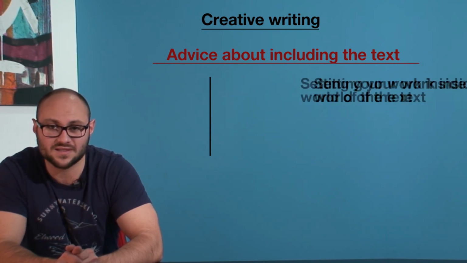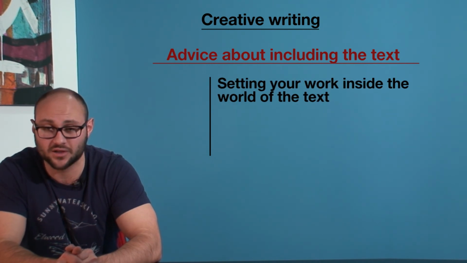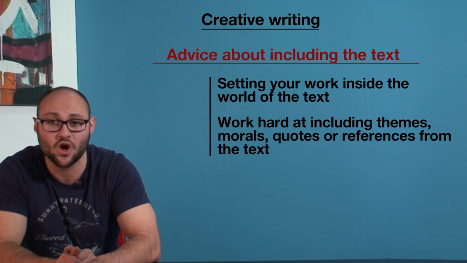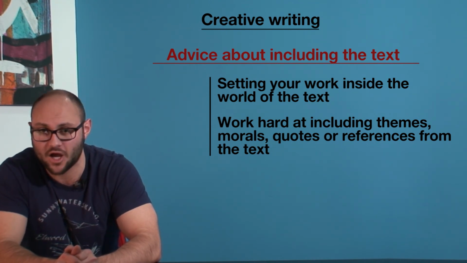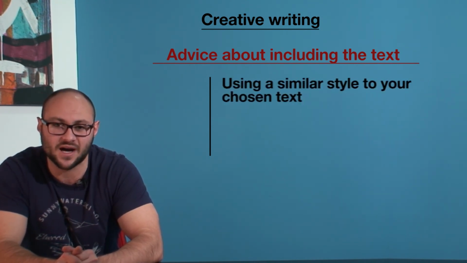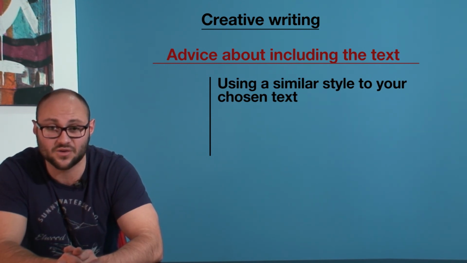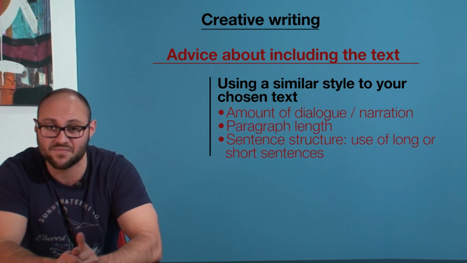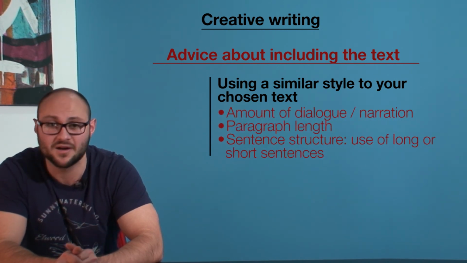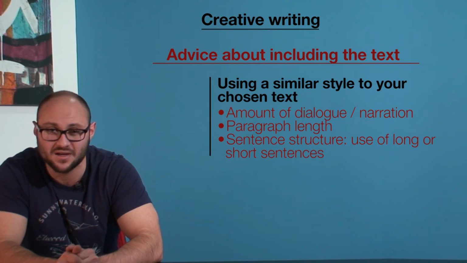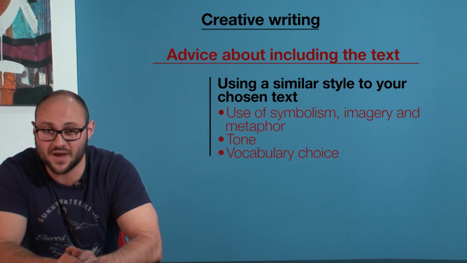One way of doing this is setting your work inside the world of the text. Another is to work hard at including themes, morals, quotes, or references from the text. Alternatively, using a similar style to your chosen text can convey the depth of your understanding. Things you could consider to achieve this are amount of dialogue and narration, paragraph length, sentence structure, use of long or short sentences, use of symbolism, imagery and metaphor, tone, vocabulary choice.